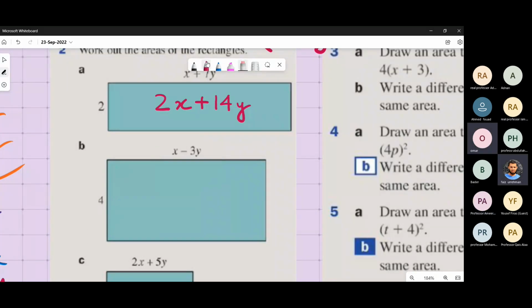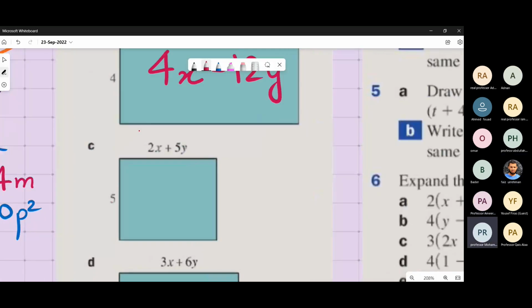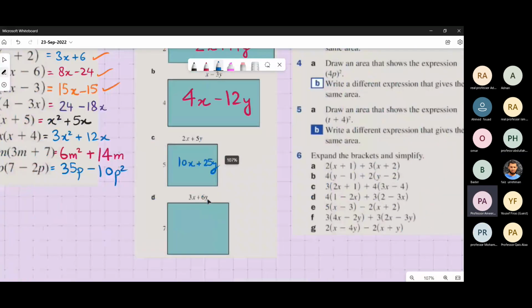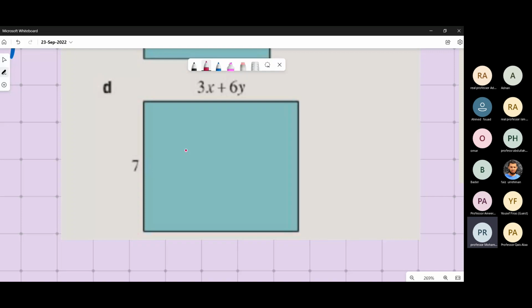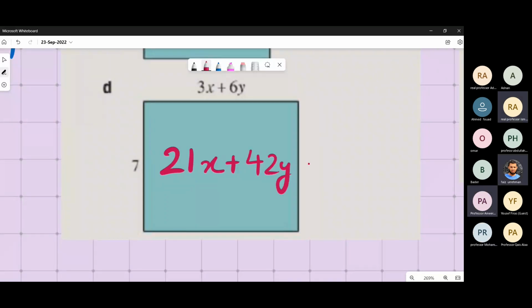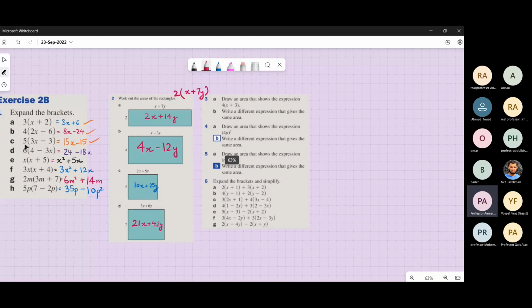4x minus 12y. Wow, very good. Next, Adnan, tell me the c part. 10x plus 25y. Very good, nice job. Qais Ala, tell me the last one. 21x plus 42y. Very good. Imagine, in the first three questions in this exercise I always wrote xy in the last one. I didn't learn my lesson.